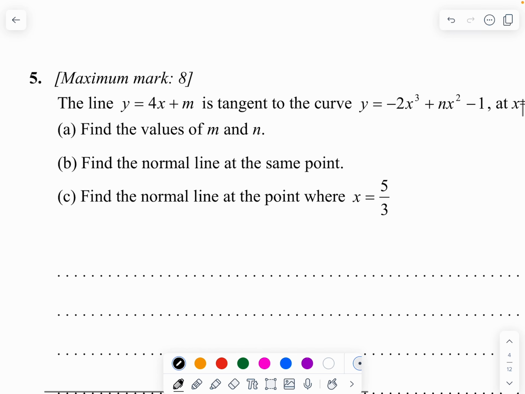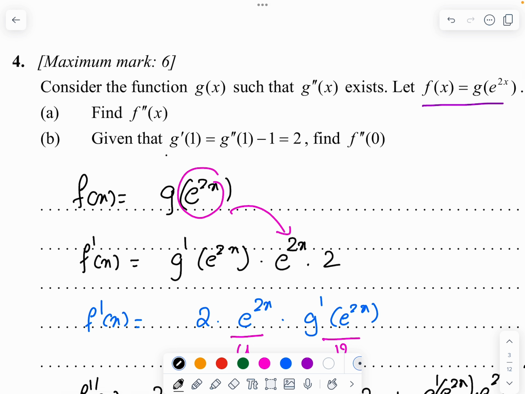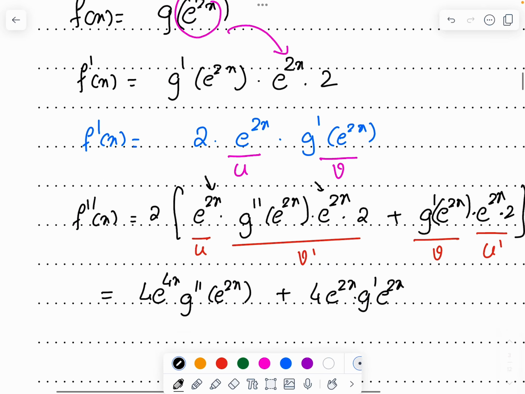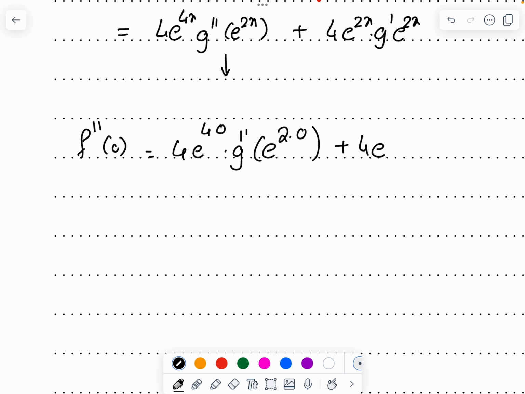Coming to question number 4b. Given that g prime of 1 equals 2 and g double prime of 1 minus 1 equals 2, find f double prime of 0. So we are supposed to find f double prime of 0. Substitute 0 in this one: 4 e^0 times g double prime of e^(2·0) plus 4 e^(2·0) g prime of e^(2·0).